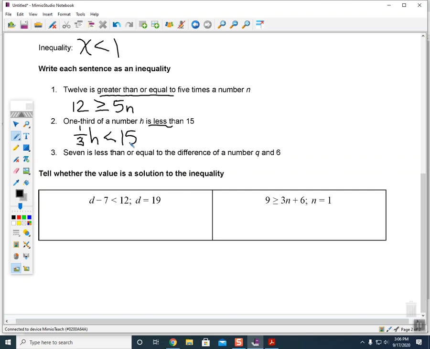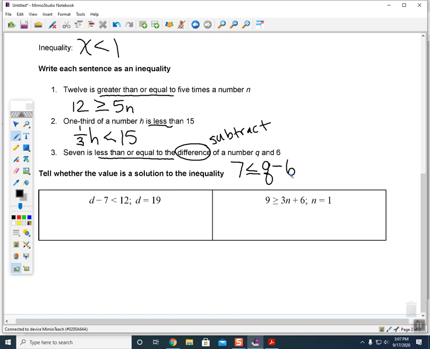Okay? Then my last one here, I've got 7 is less than or equal to the difference. Difference means that I'm subtracting. 7 is less than or equal to the difference of a number q and 6. So 7 less than or equal to the difference between a number q and 6. So q minus 6.